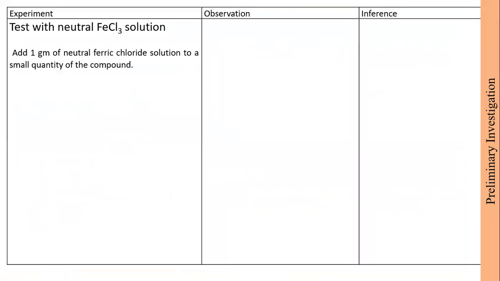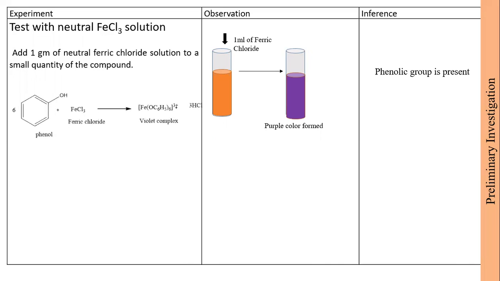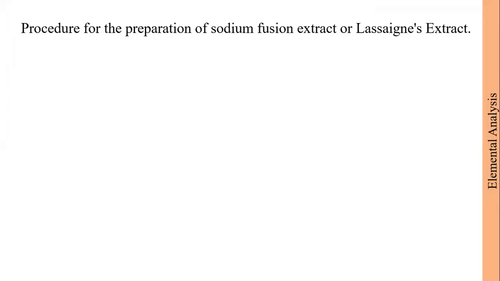We will test also the action of ferric chloride solution on the compound given. We take the sample and we add 1 ml of ferric chloride solution. The color changed to purple. So the conclusion we draw is that the phenolic group is present there. This is the reaction I'm showing, a violet colored complex, that is [FeOC6H5]+. So this complex has formed that indicates that the phenolic group is present.